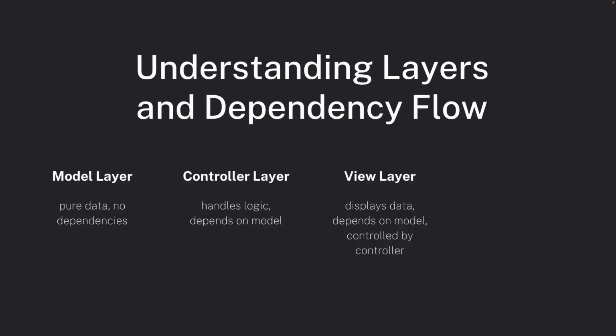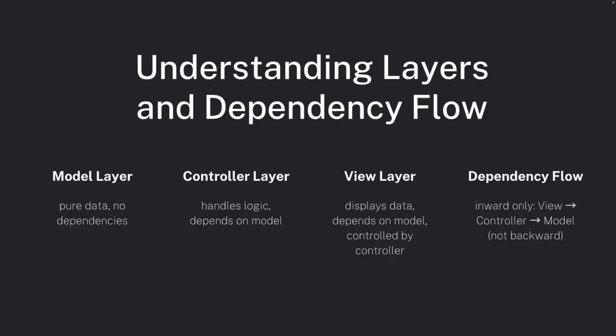A key rule in clean architecture is that dependencies flow inward only, meaning the outer layers know about the inner layers, but never the other way around. For example, the view can use the model, but the model should never reach out to the view.